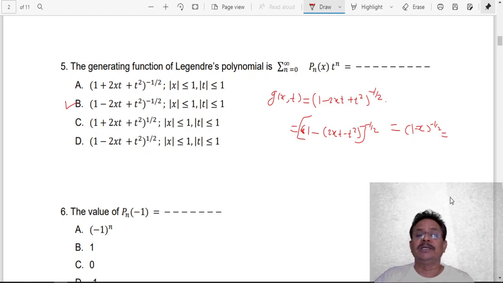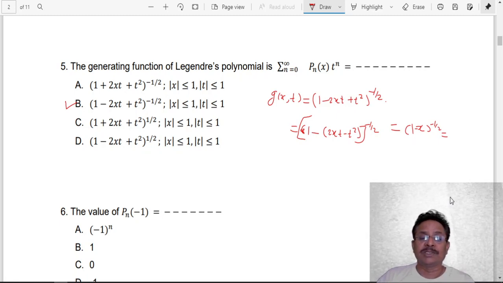If it is expanded around t equal to 0, then what we get is called the Legendre polynomial, and this Legendre polynomial can be obtained by the mathematical method we have seen here. Note that x must be less than or equal to 1, as well as t must be less than or equal to 1. So this Legendre polynomial is defined in the range from minus 1 to plus 1 of x values. So this is the correct answer.